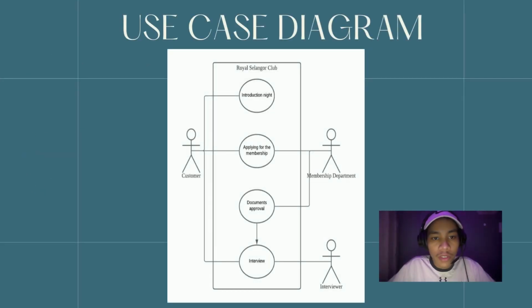This is the first use case diagram. There are three actors in this use case diagram. The first one is the customer, next is the membership department, and the third one is the interviewer. Firstly, the customer will attend the introduction night, and then the interested customer will apply for the membership and send it to the membership department. The membership department will check the documents and approve them, then send them to the interviewer, and lastly the interviewer will interview the customer.